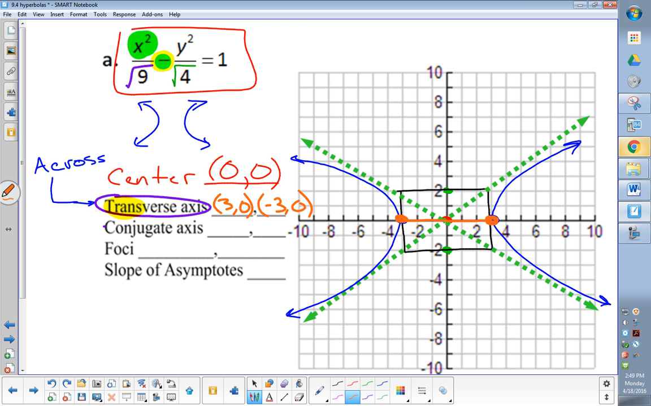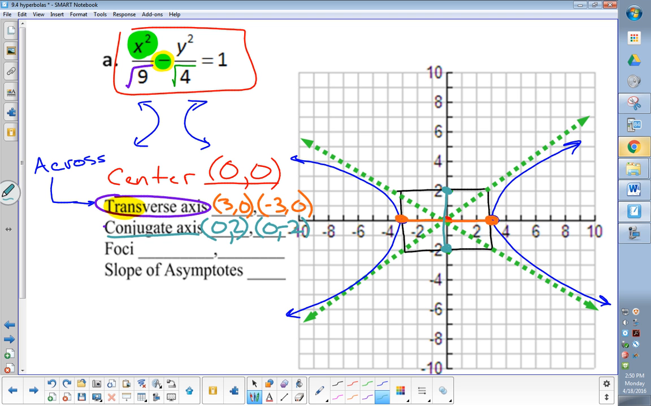The conjugate axis is the lesser of the two. It's not as important, so it's the other one. The transverse connects the two parabolas. The conjugate would be the vertical axis in this case: 0, 2, and 0, negative 2.